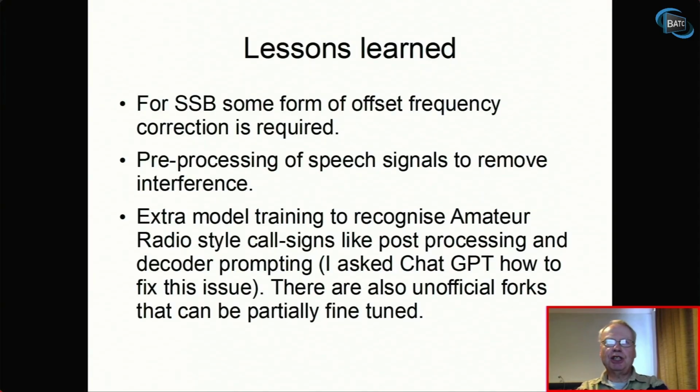I asked ChatGPT how to fix the issue of the amateur radio call signs, and it came up with a number of ideas. One of the ideas was just simply to pre-process the text coming out, and when it sees something like G4GUO as 3 different words, sticking them together as a call sign.